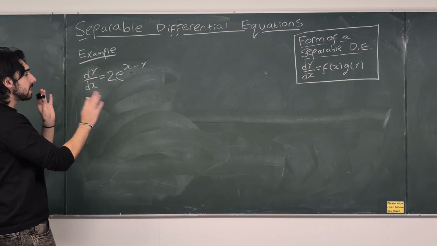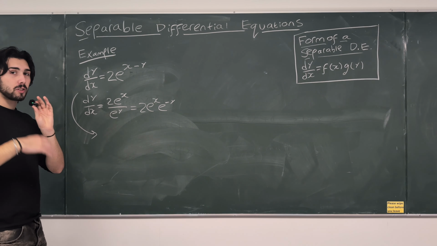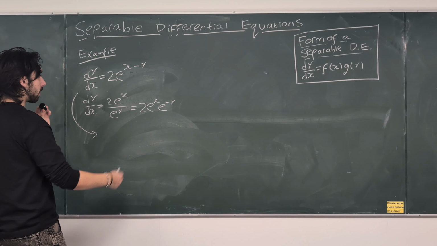Okay, now let's just multiply both sides and divide both sides by stuff to separate those variables. Okay, so I'm going to times both sides by dx, and I'm going to need to also times both sides by e to the y. So I'm going to get e to the y dy equals 2e to the x dx. Okay, that's what I end up getting once I've separated my variables.